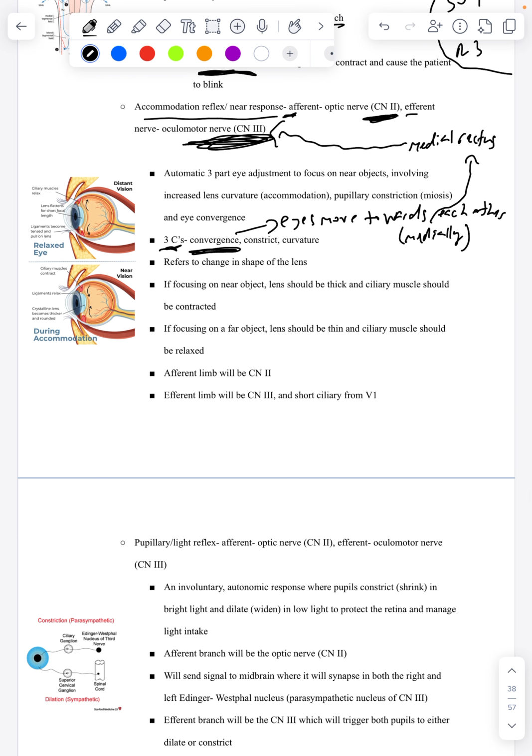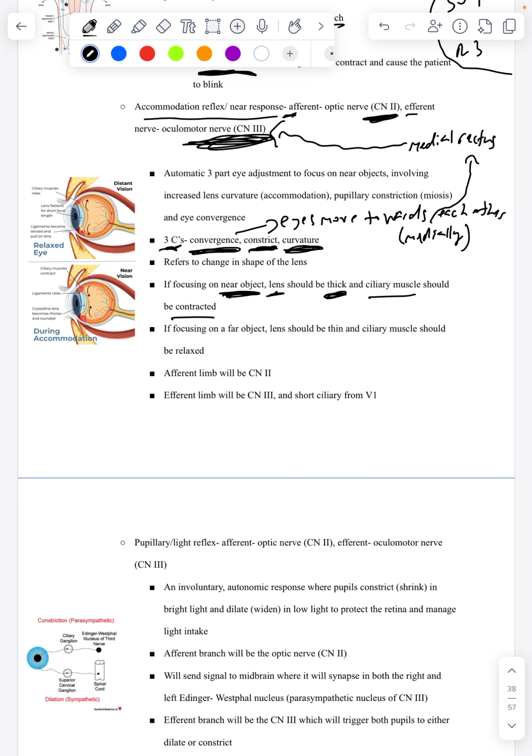So what happens is your eyes converge, they constrict, which makes sense why cranial nerve 3 does it, because that's a parasympathetic response. When someone shines a light, your eye constricts. And then your lens actually gets thicker or fatter. So the way you want to think about this is, if someone is far away, they look smaller, skinnier. But if they get closer to you, they look bigger, fatter, thicker. So the lens will get thick for a near object.